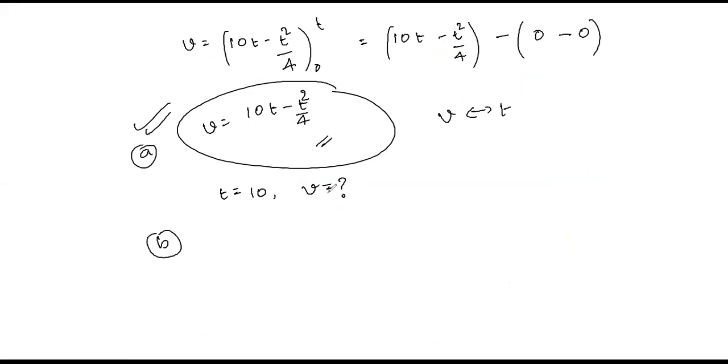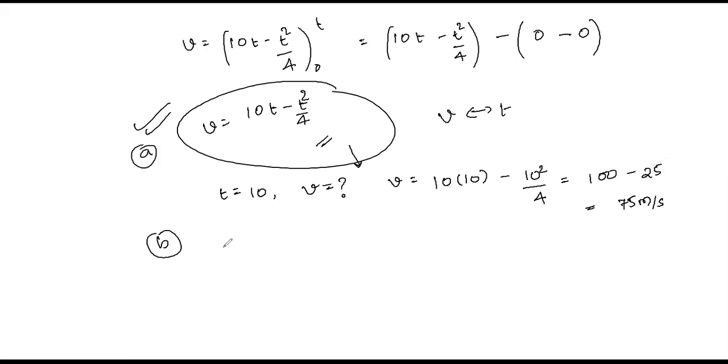So in order to find out from the given expression what is the velocity at t is equal to 10, all you're going to do is substitute 10 instead of t, correct? So you'll have this as the value, right? And minus 100 by 4. Right, so it's giving 100 minus 25, that is 75 meter, 75 units per second.